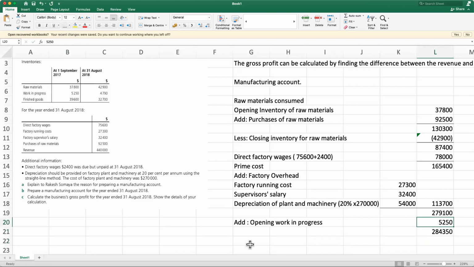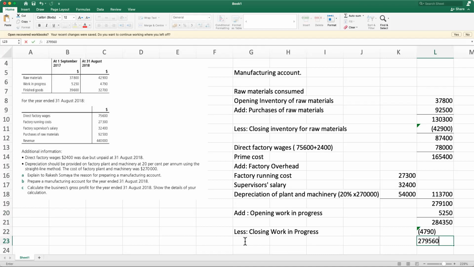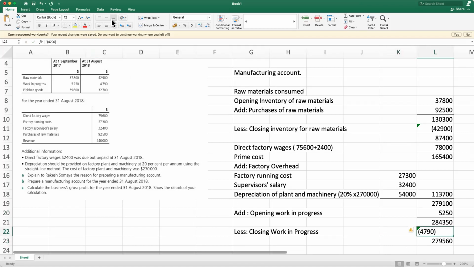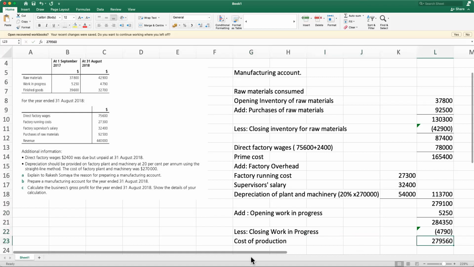Once you get that, then you need to less closing work in progress, which in brackets 4790. 279,560. So once you're done with this here, this is what you call your cost of production. Means this is the end, cost of production. So this amount will be included inside your income statement.